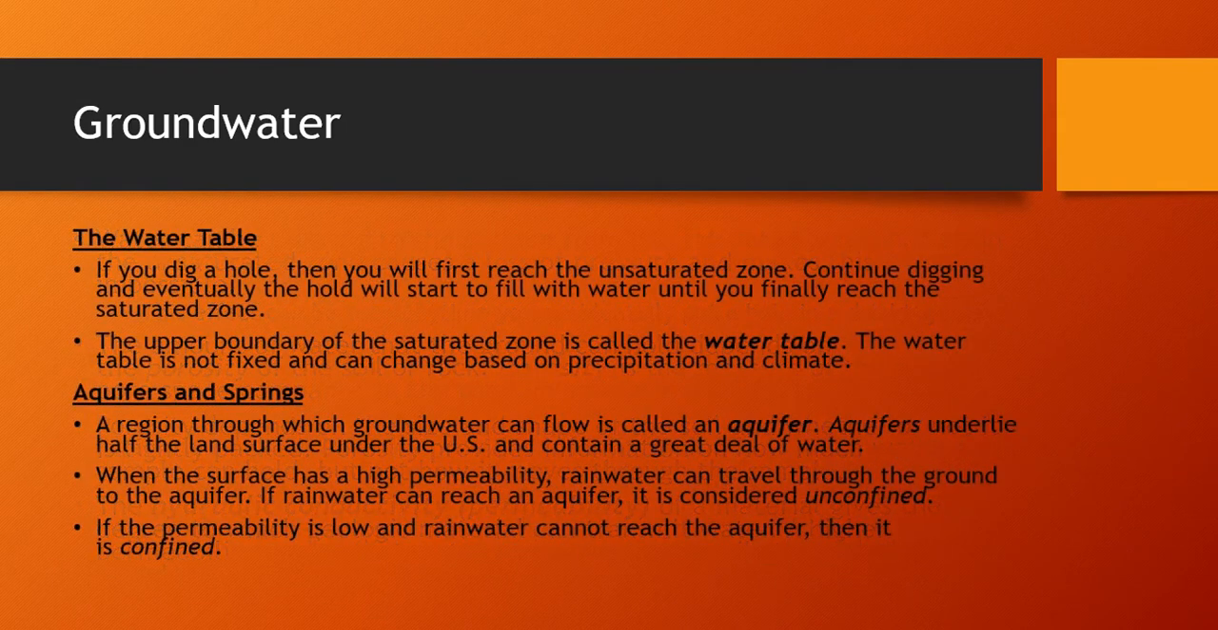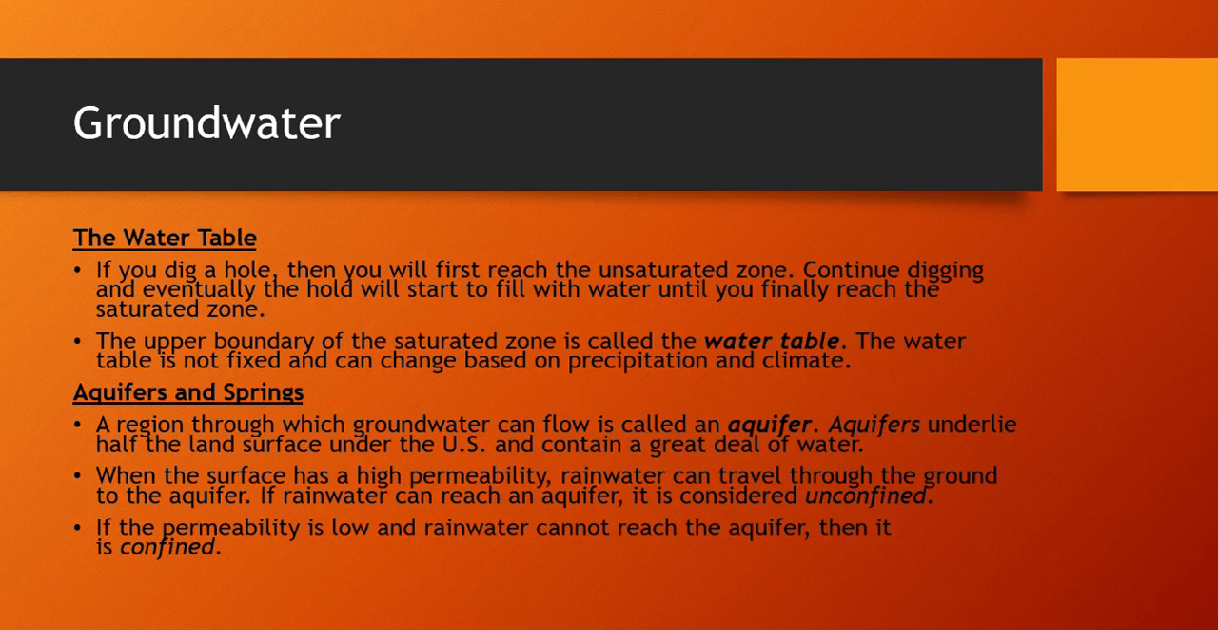If you dig straight down into the ground, you'll first reach the unsaturated zone, and if you continue digging, eventually you'll reach a point where every time you keep digging, the hole will just fill with water. This is the upper boundary of the saturated zone, where the groundwater is, and that upper boundary is referred to as the water table. The water table is not fixed in any region, and it can vary based on precipitation and the climate. In regions where you have droughts, you see the water table significantly lowered, and people who rely on things like wells for water may have trouble getting water because their well may no longer be beneath the level of the water table.